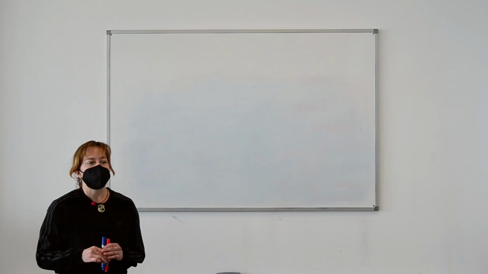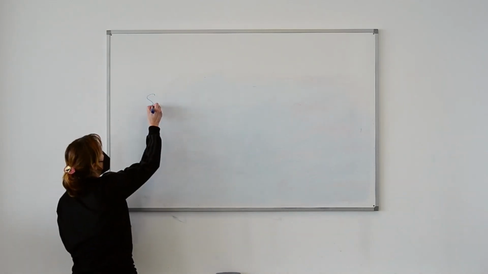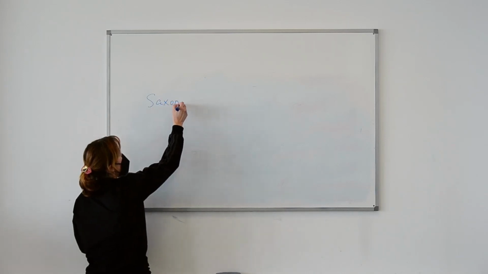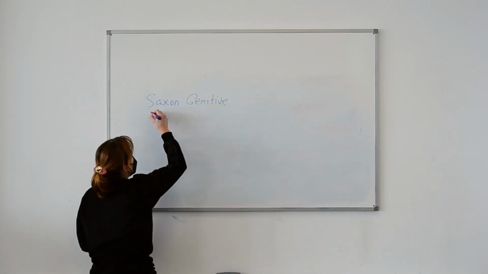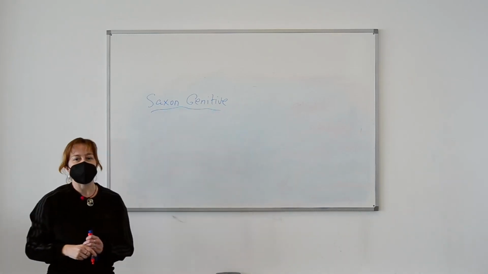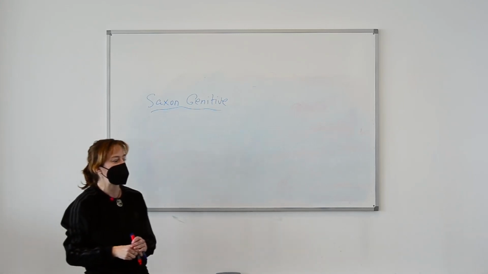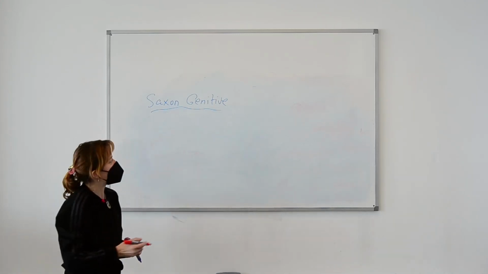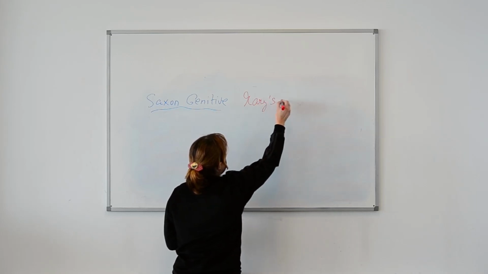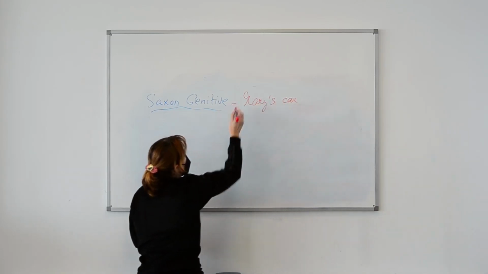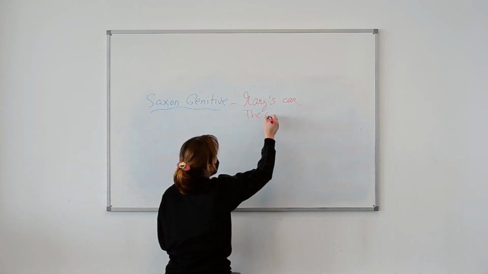Okay? First, we are going to start, for example, with Saxon genitive. Do you know which Saxon genitive? Well, Saxon genitive is when we want to indicate possession. In Spanish, we don't have Saxon genitive, but in English, it's very common. For example, if we say Mary's car, it's the same as if we say the car of Mary.